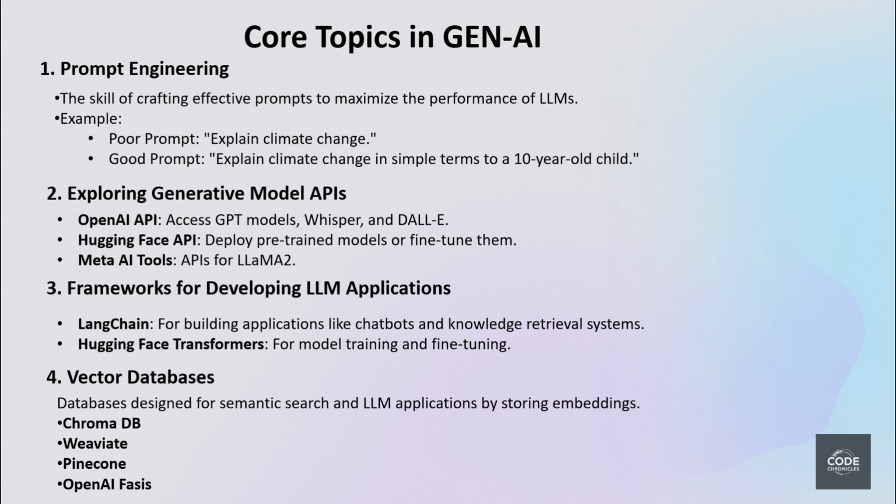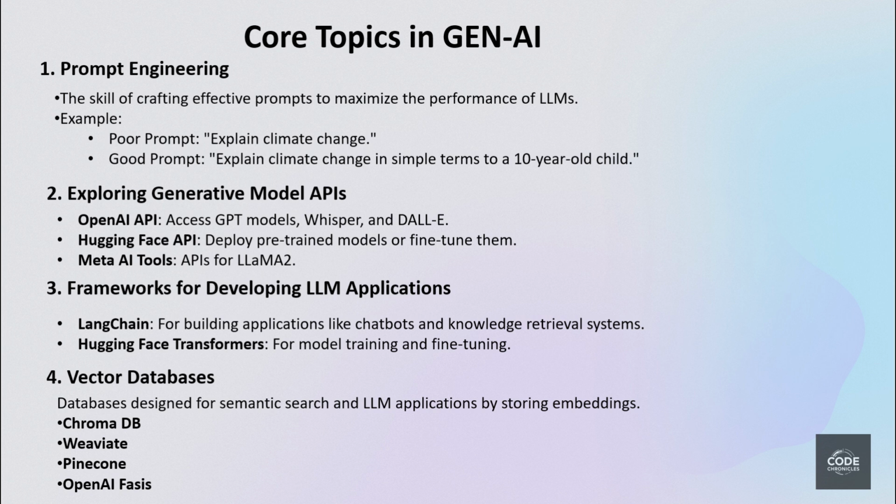When developing applications, certain frameworks make the process smoother. LangChain is great for building applications such as chatbots and knowledge retrieval systems. Hugging Face Transformers is ideal for training and fine-tuning models. These tools are essential for anyone looking to integrate AI into their project.